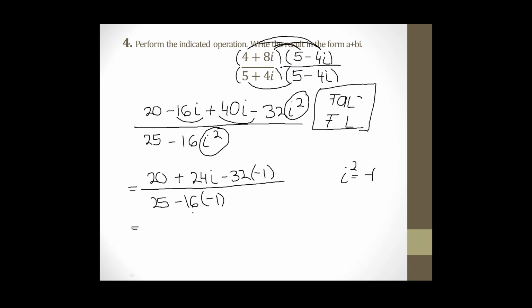All right, so now let's just combine like terms on top. So we have right here negative 32 times negative 1 is just a positive 32, and 20 plus 32 gives me 52. In the bottom, right here, negative 16 times negative 1 is a positive 16, and 25 plus 16 should give me 41.